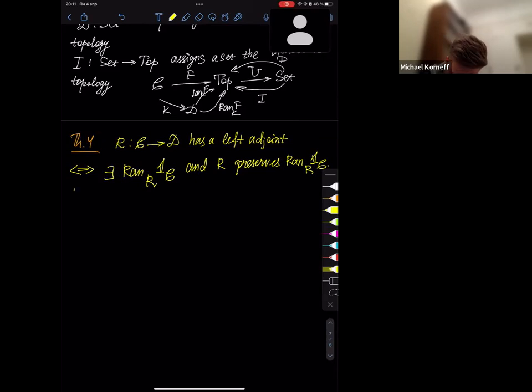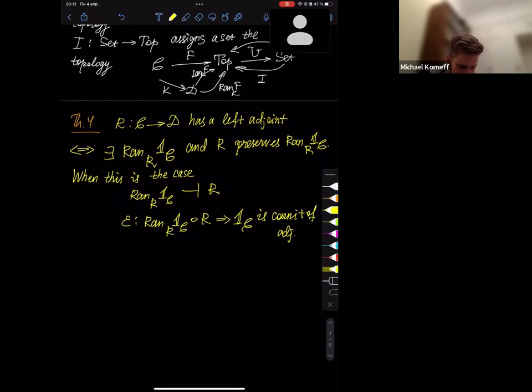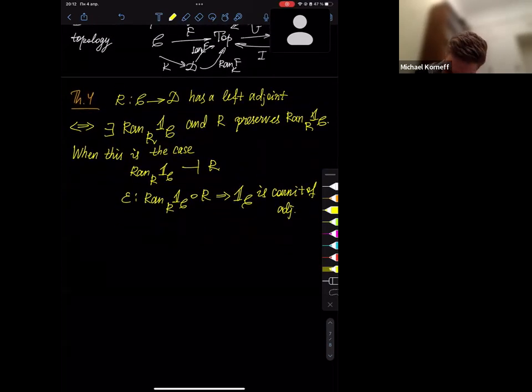Moreover, when this is the case, this right Kan extension is the left adjoint to the functor R, and the counit map, the natural transformation between this composition of the functors and the identity functor, is a counit of the adjunction. Okay, and the diagram in this case.